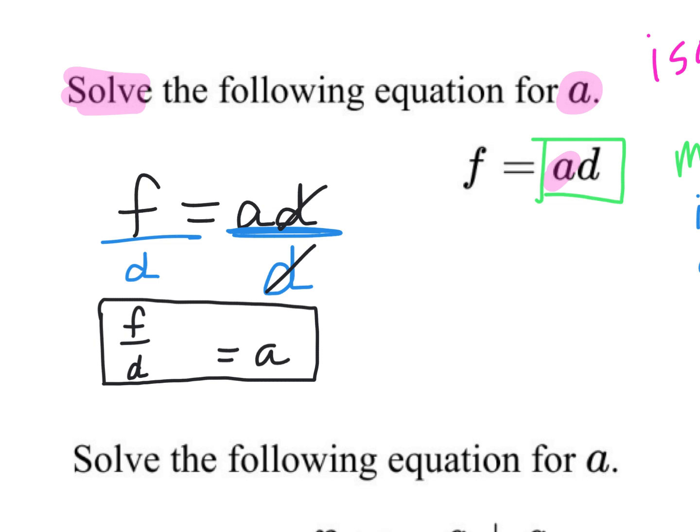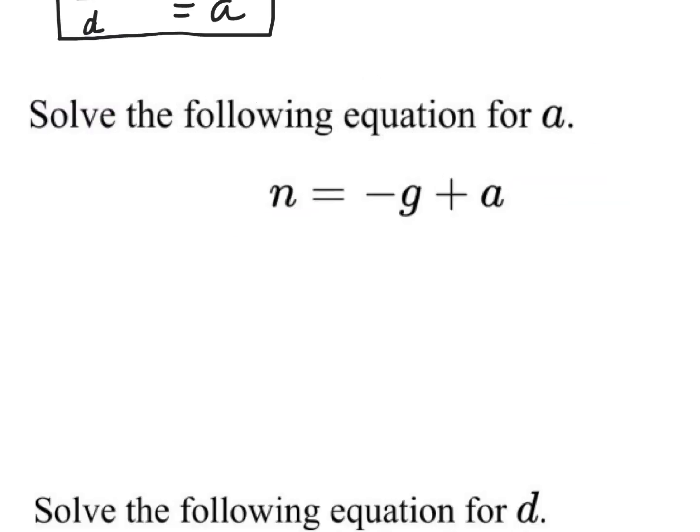So you're really not learning anything you don't already know how to do. You're just doing it with letters instead of numbers. What am I getting ready to isolate? The A again. Yep, because it says solve for A. So when I get finished, I need an A equals.